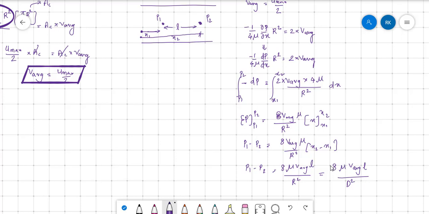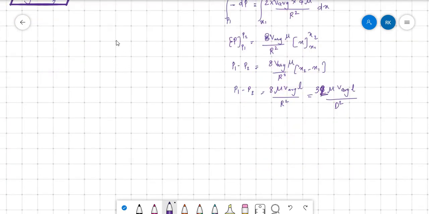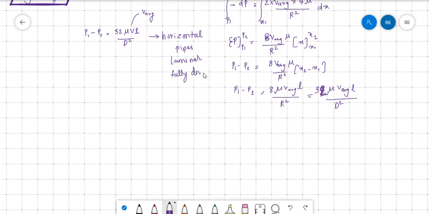Sorry, this will be 32 mu VL by D square. So P1 minus P2 is equal to 32 mu VL by D square, and this V means V average. So this is valid for horizontal pipes only, horizontal pipes, laminar, fully developed. So that is P1 minus P2.